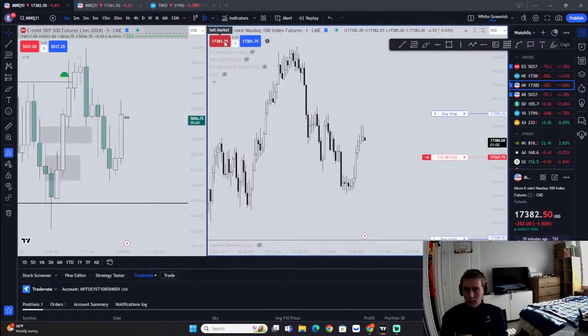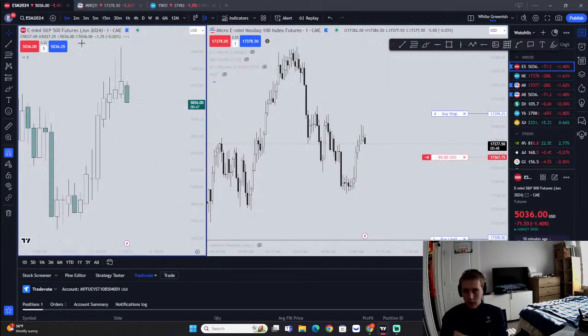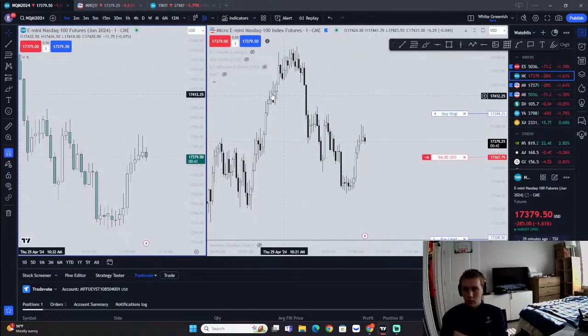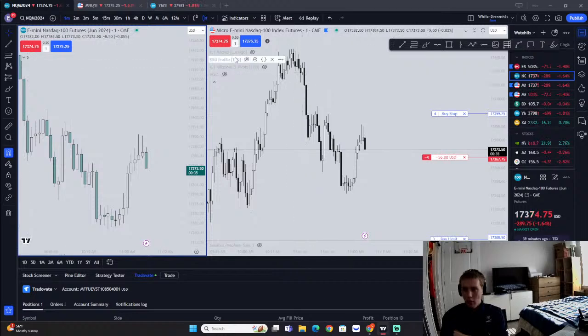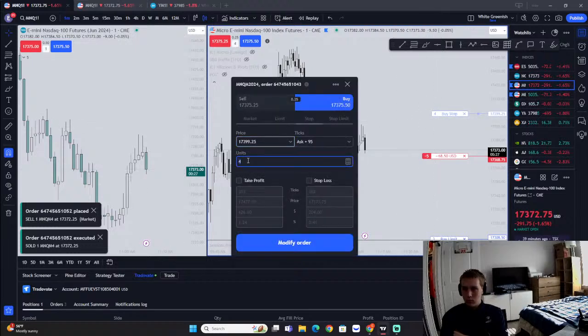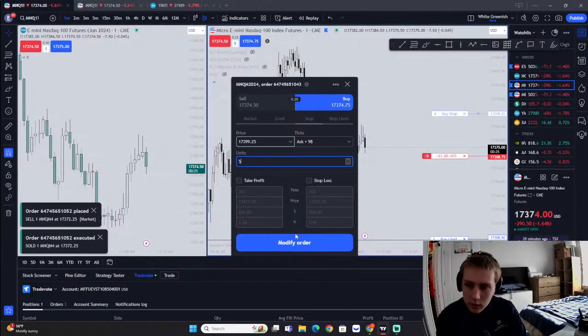I might add one here. I want to see a bearish candle form. I want to see a bearish candle close. If a bearish candle closes, I'm going to add one contract because of that SMT, because we have an SMT at these highs. If a bearish candle closes, gonna add one. Adding a contract.